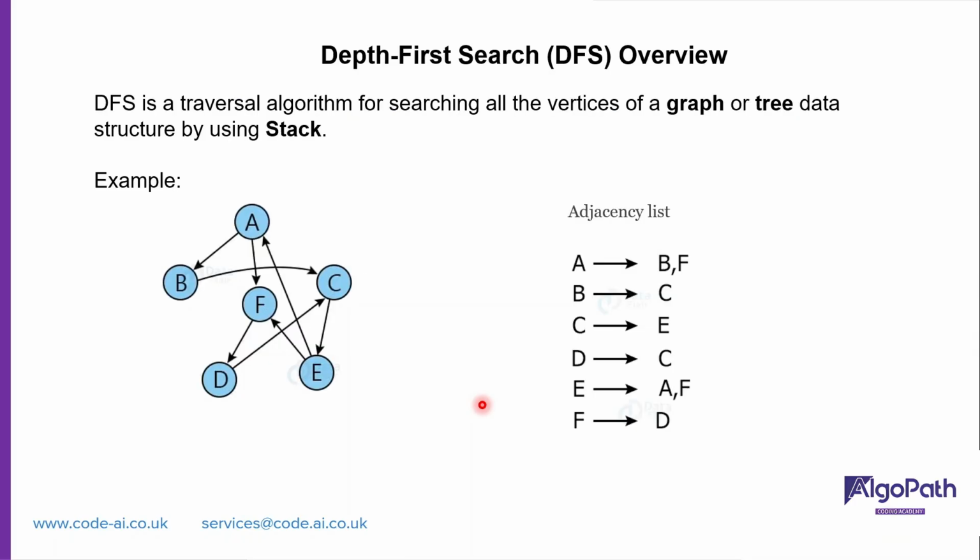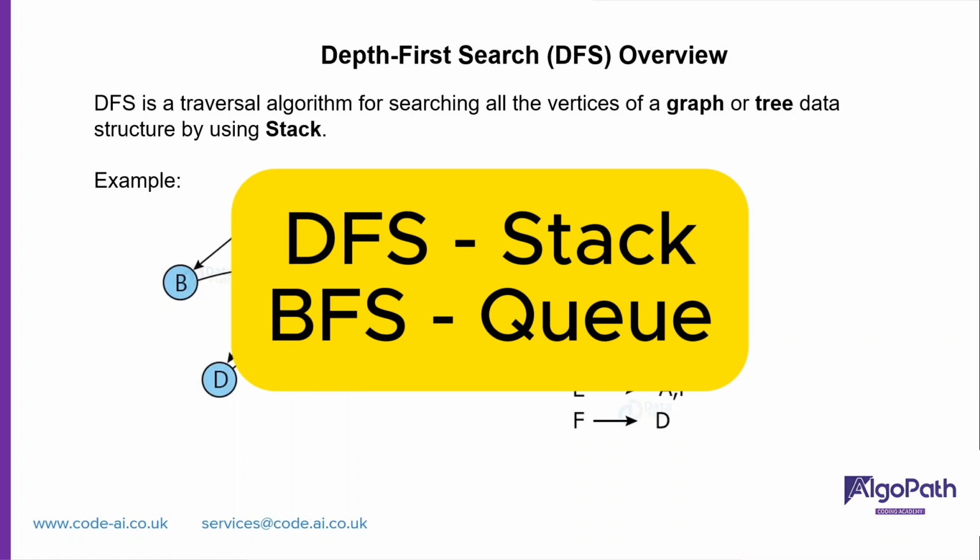This would be the example that I will use to explain the whole DFS algorithm. So yes, we have to know what DFS is. DFS is a traversal algorithm for searching all the vertices of a graph or tree data structure by using a stack. For BFS, or breadth first search, a queue is used. So that's the difference between those two.